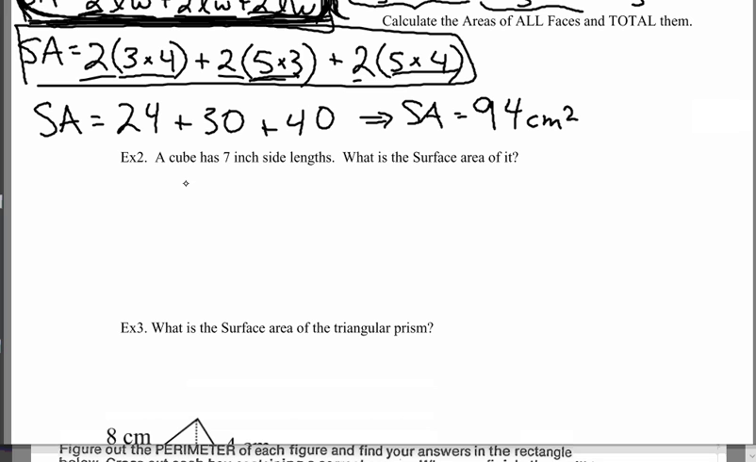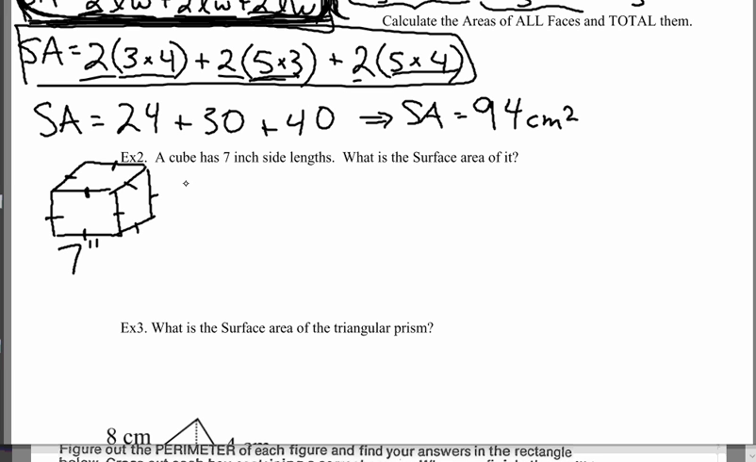So example 2, let's work through that one together. Example 2 says we have a cube. What's a cube? Well, a cube is a square prism, but a cube is special because it's a square prism, but all the sides are the same. So we have 7-inch sides. It's like having a dice. All the sides are the same.